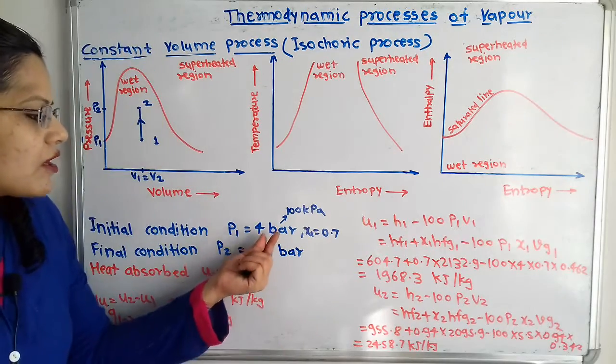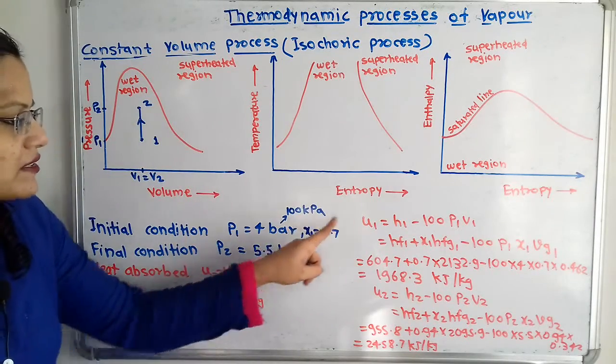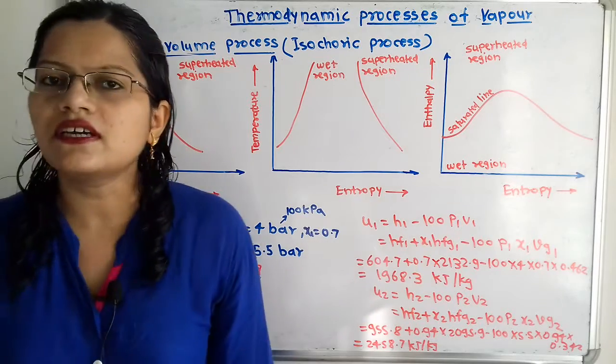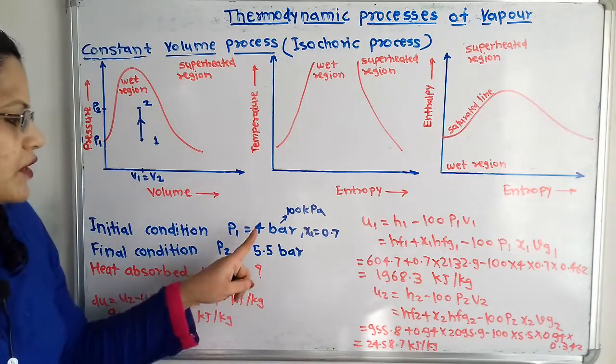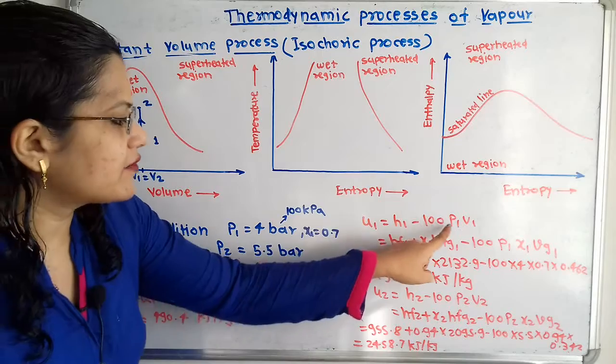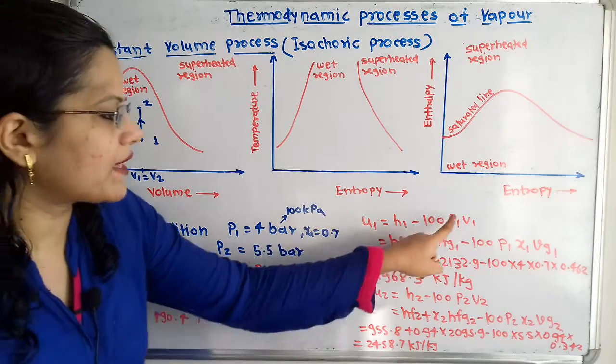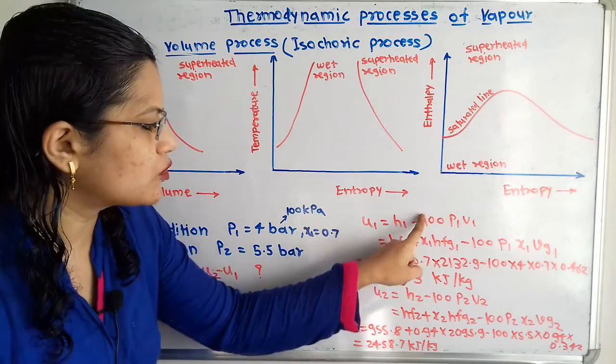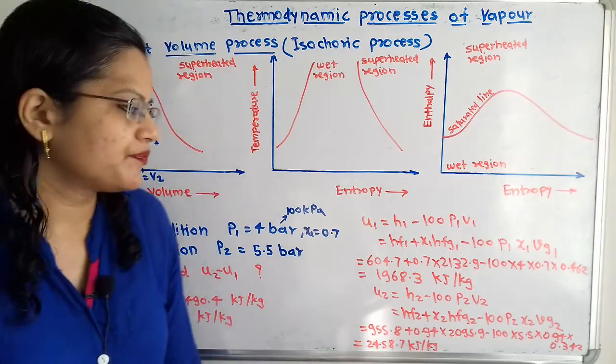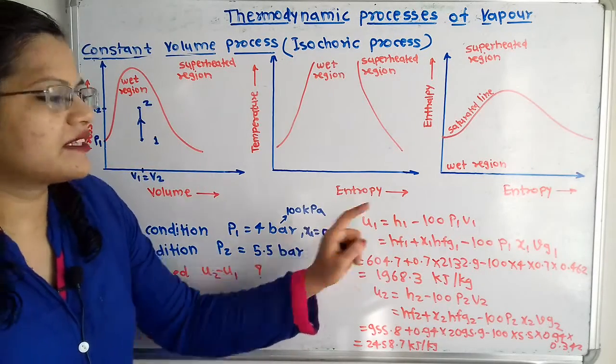So we have to convert this bar into kilopascal, and that's why we multiply here by 100. If the pressure is given in kilopascal, then there is no need to take this 100. Now how do we calculate this H1?